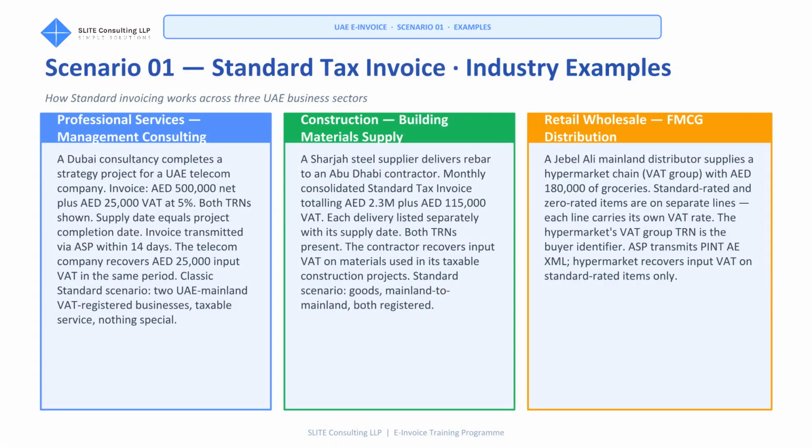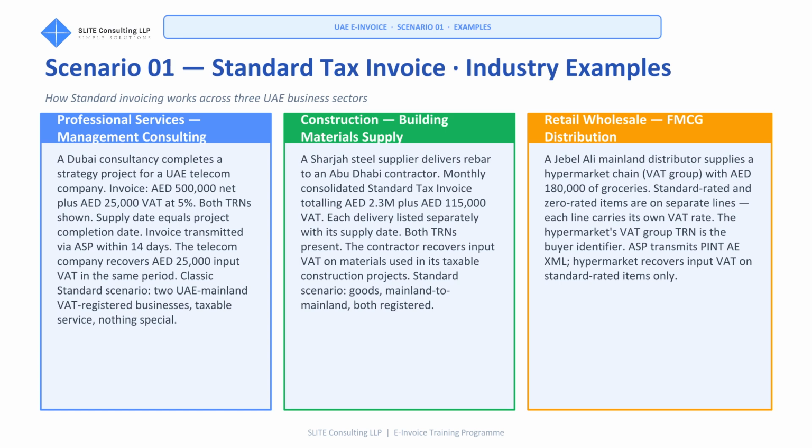3 industries, same standard scenario. First, professional services. A Dubai consultancy invoices a UAE telecom for a 500,000 dirham strategy project, plus 25,000 VAT. Both TRNs shown, transmitted within 14 days. The telecom recovers input VAT in the same period.